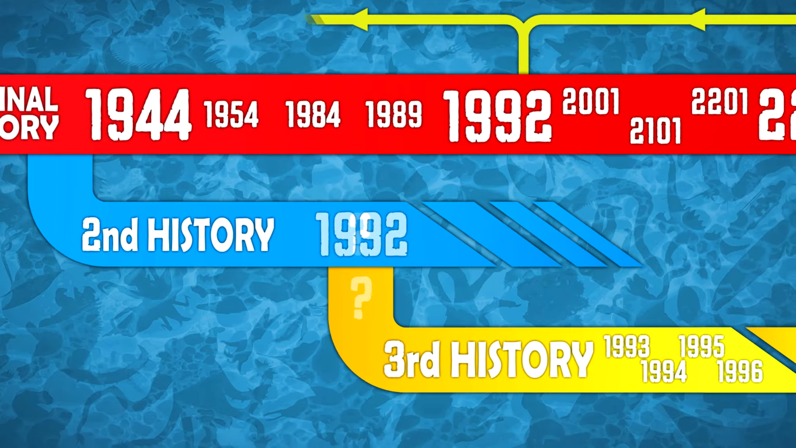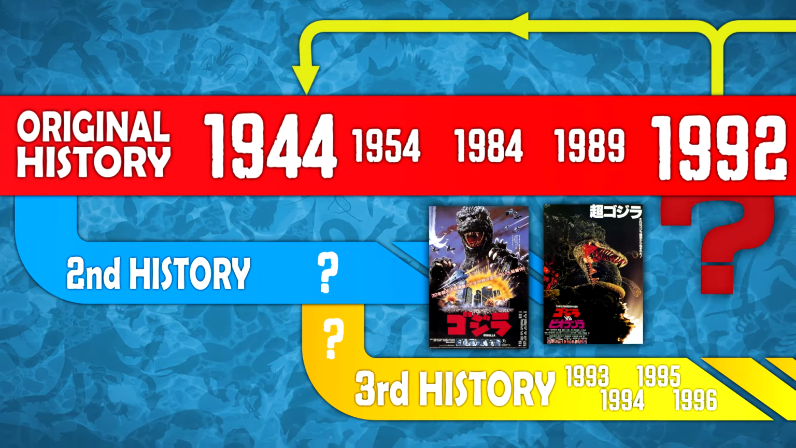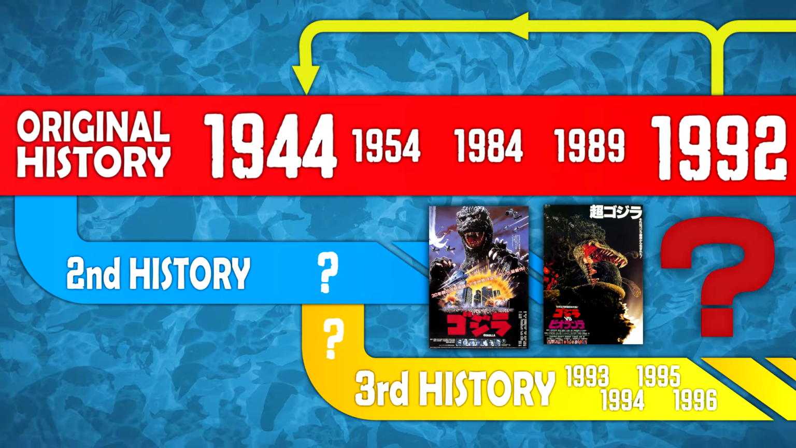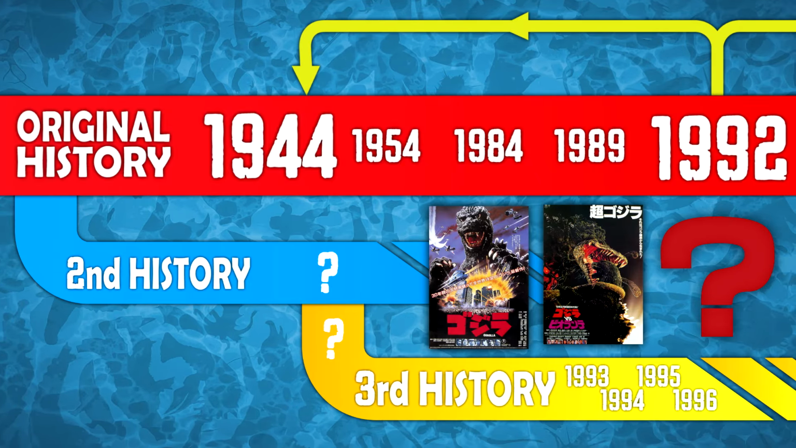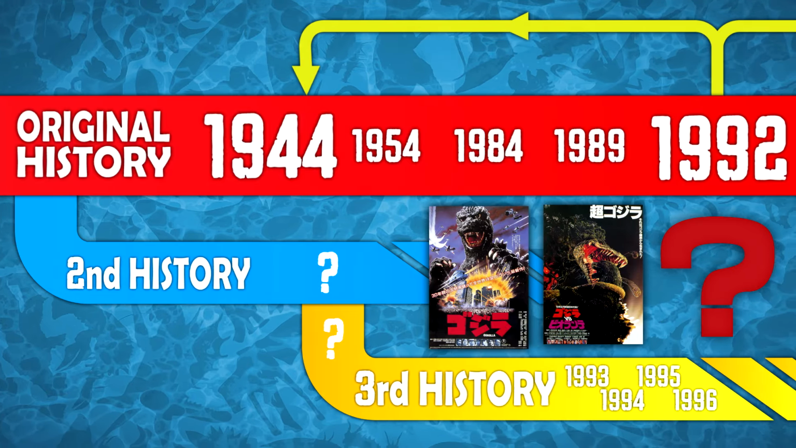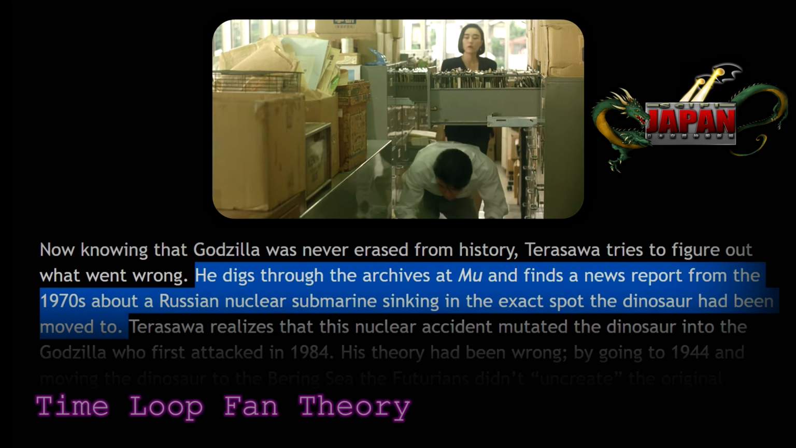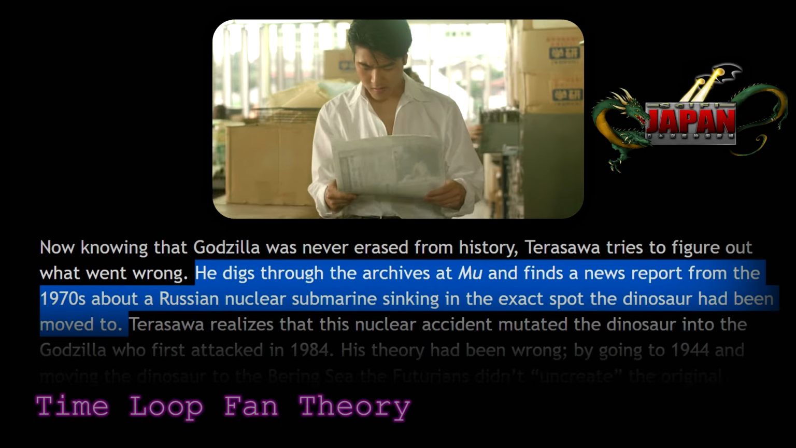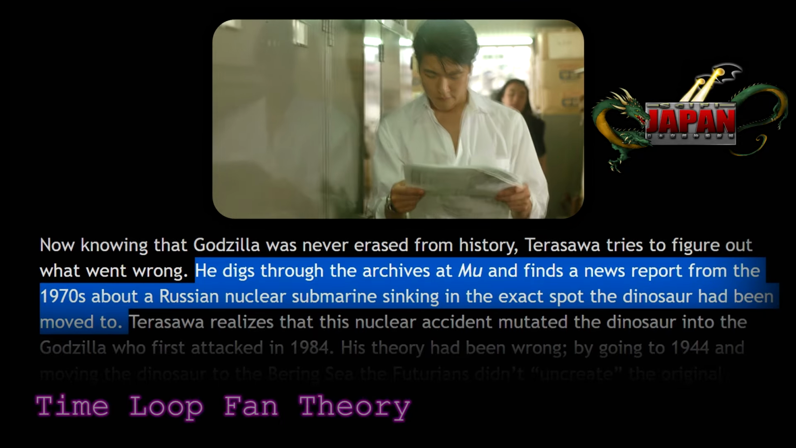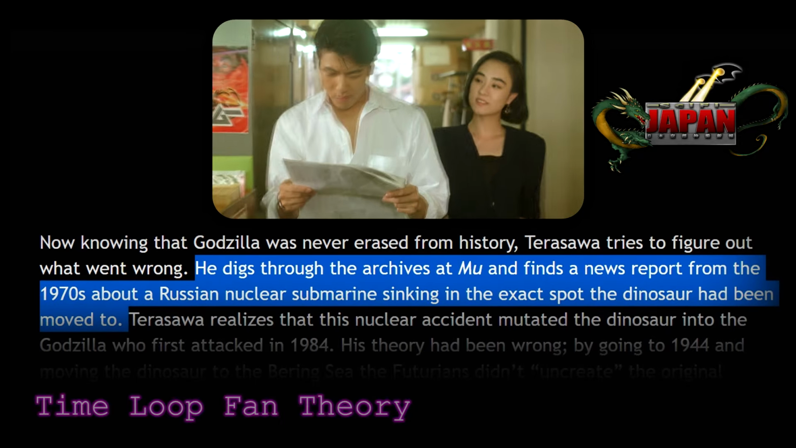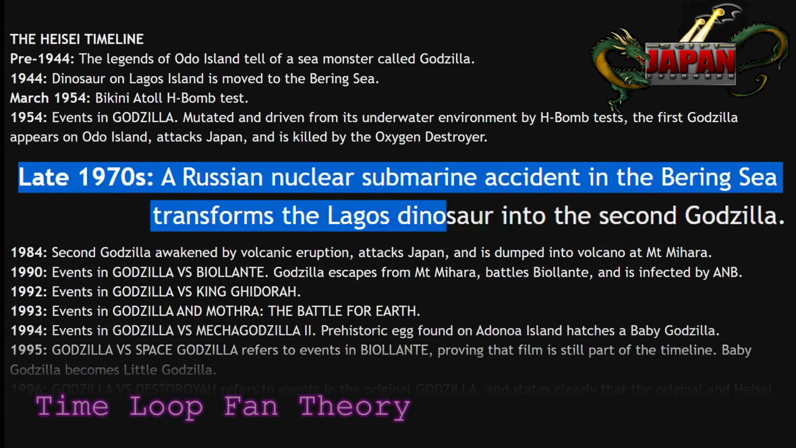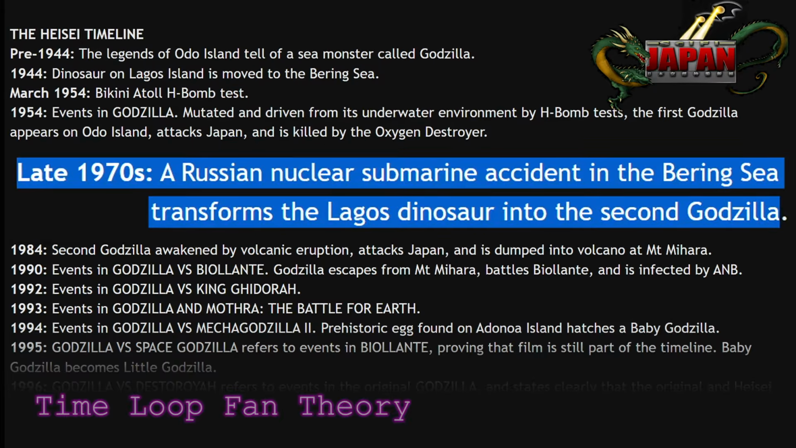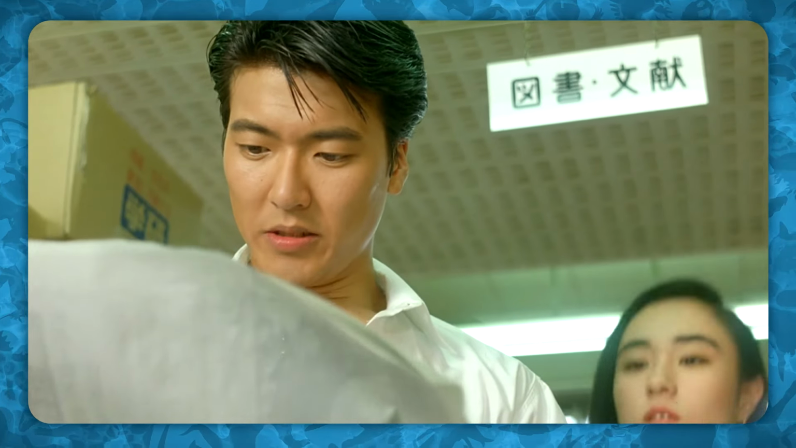Finally, what effects did the time travel have on the previous two movies? In order for the return of Godzilla's events to have transpired in the second and third timelines, Godzilla would have had to be created before 1984. The aforementioned Sci-Fi Japan article alleges that Terasawa finds a news report from the 1970s about a Russian nuclear submarine sinking, and the recap at the bottom places the crash specifically in the late 1970s. Les investigated this claim and sent us all directly to hell.